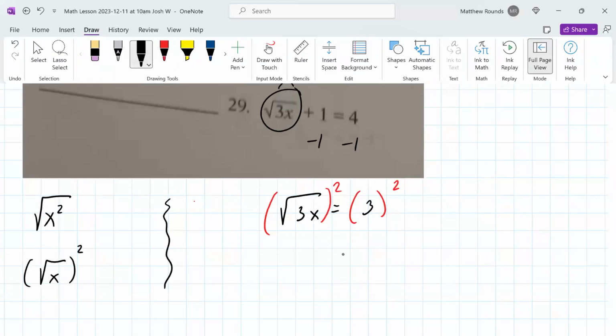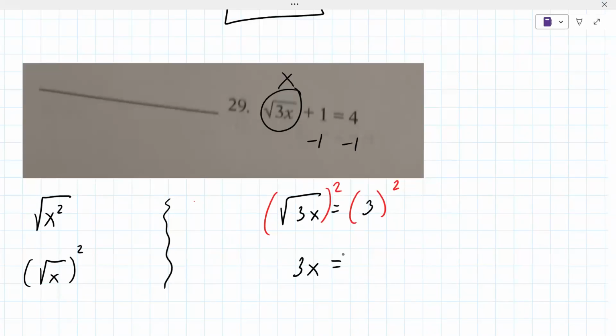On the left, it becomes just 3x. What does the right side become? It's 3 times 3. 3 times 3 is 9. How do you solve this from here? We divide by 3 on both sides. So 9 divided by 3. There's your answer.